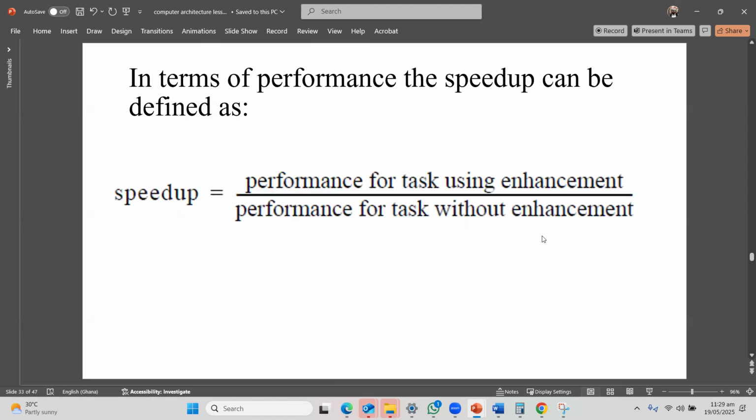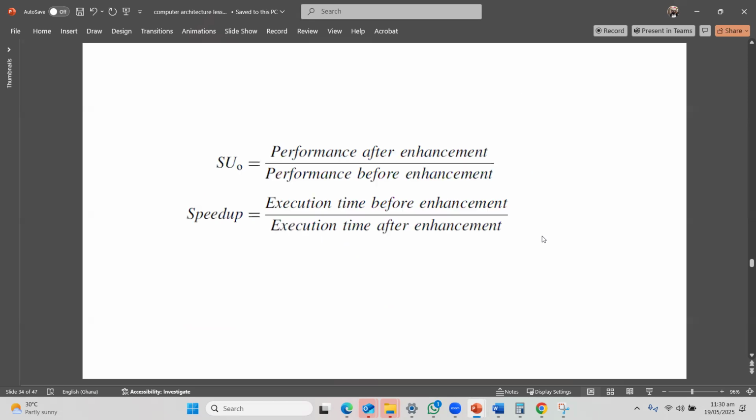If I wanted to calculate speed up based on the performance, the ability for the thing to do something, then it is my performance with the enhancement over my performance without the enhancement. That is, using performance, it is the performance after enhancement over performance before enhancement. If I'm looking at it using time, then it is the time before enhancement over the time after enhancement. So they are reciprocals of each other.